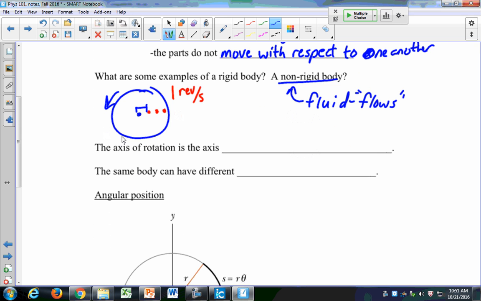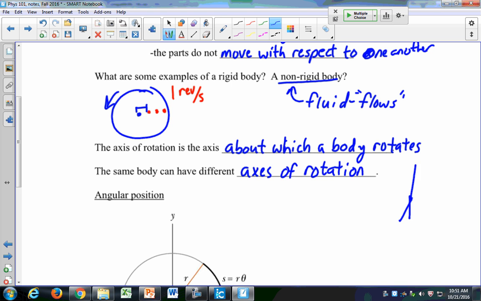The axis of rotation, we'll define that for all of our bodies as they rotate, and it is the axis about which a body rotates. And the same body can have different axes of rotation. This will become particularly important in chapter 8 when we start talking about moments of inertia. The same body can have different axes of rotation.